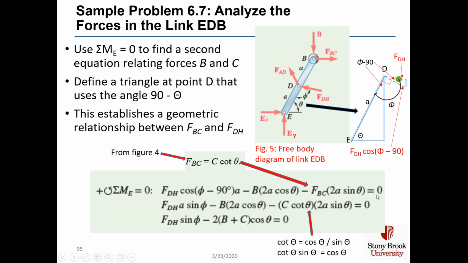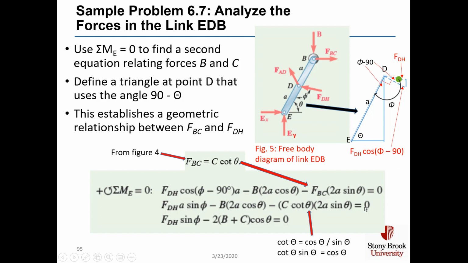And we set those three terms to 0. In the second line of the calculation, we also know that F_BC from figure 4 is equal to C cotangent theta, and that's the substitution done here. And we broke out these terms for F_DH. We said F_DH A sine phi, because cosine of phi minus 90 degrees is just sine phi. And we have a minus B 2A cosine theta, and then we have this term, minus C cotangent theta times 2A sine theta, and that, of course, equals 0.